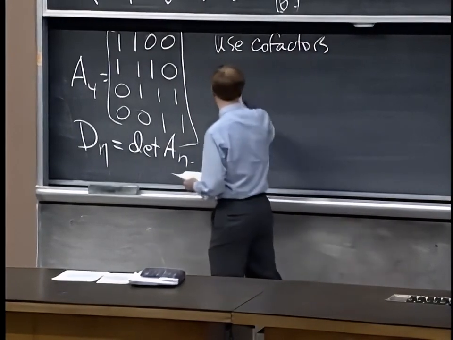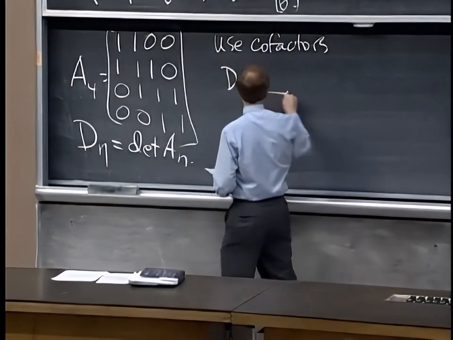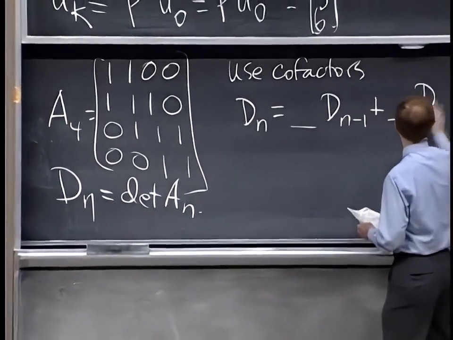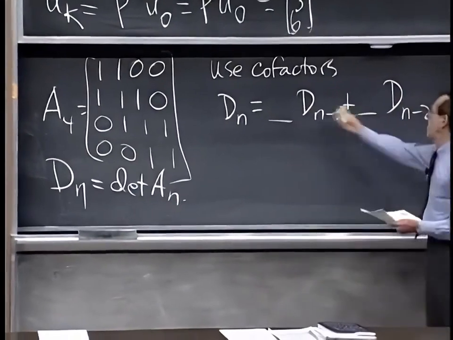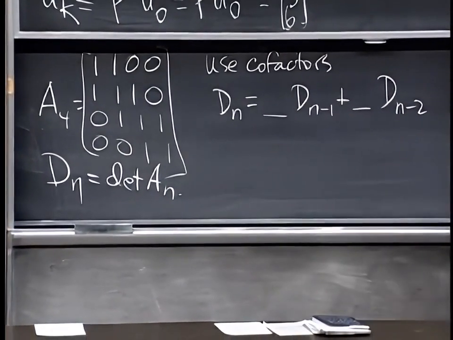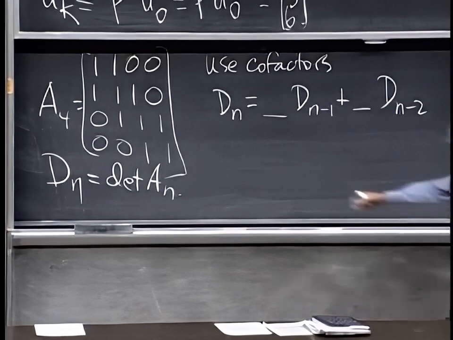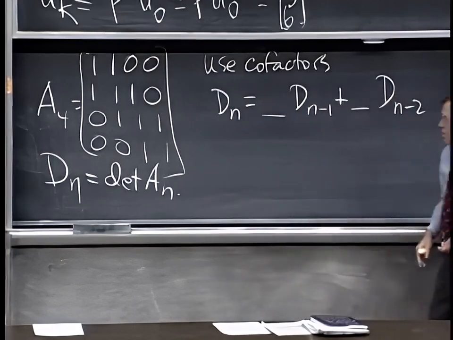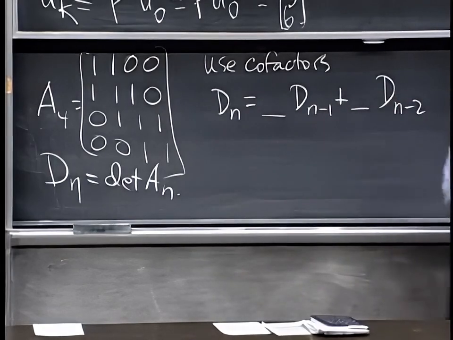to show that Dn is something times Dn minus 1 plus something times Dn minus 2, and find those somethings. So the fact that it's tridiagonal with these constant diagonals means that there is such a recurrence formula. And so the first question is, find it. Well, what's the recurrence formula? Okay, how does it go?